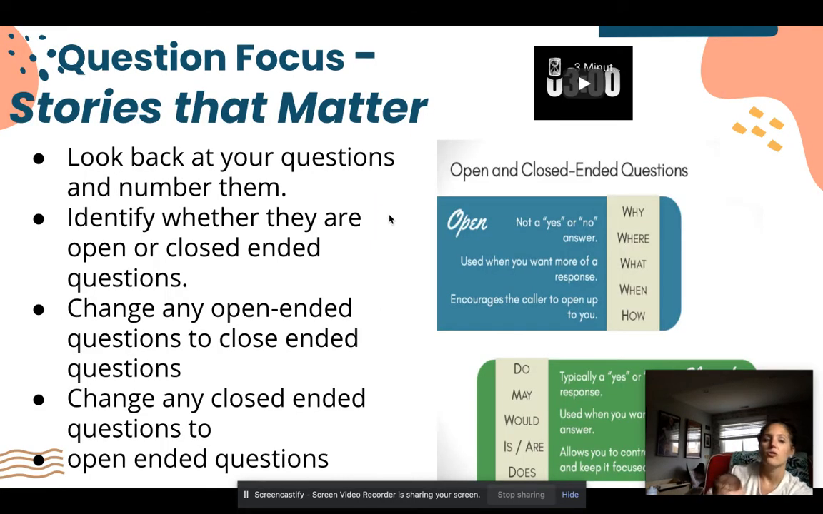Okay, so now that we're back, you're going to go ahead and look back at your questions and number them. Identify whether they're closed or open. Change any open-ended questions to closed-ended questions and any closed-ended questions to open-ended questions. This might sound silly, but the purpose of this is to get you thinking about how to rephrase questions and play around with how you word them so you can elicit the best conversation moving forward.